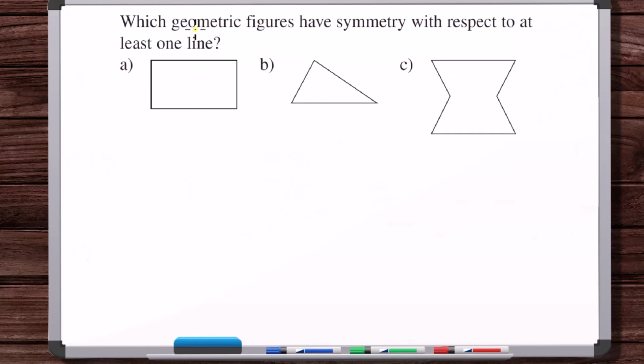Okay, which geometric figures have symmetry with respect to at least one line? Well, this definitely, I can see at least 2 lines, but probably even 4 lines with the diagonals.